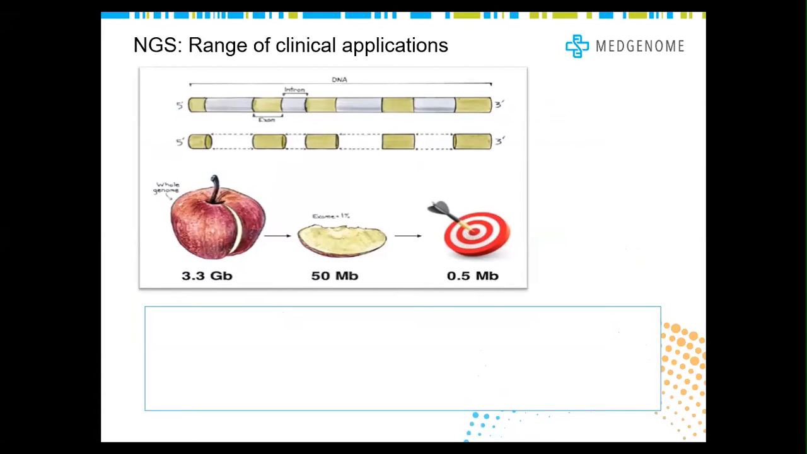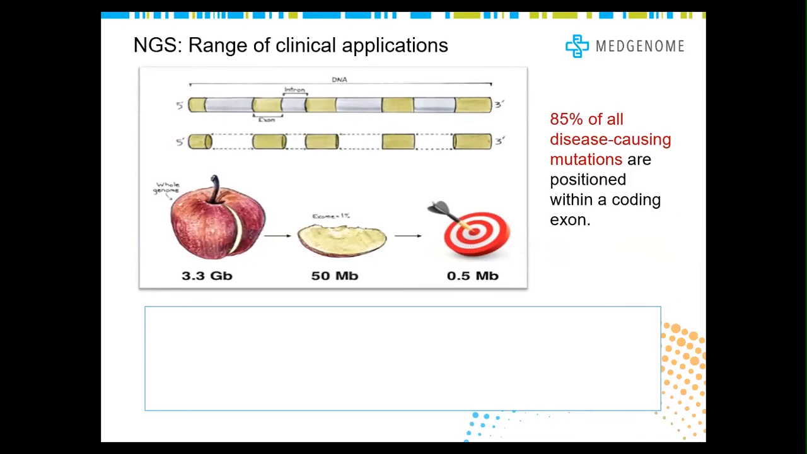So when we come to NGS, the basic is that we have a gene. A gene is basically the DNA, which has introns and exons. And when we test for diagnostic purposes, we usually do the exome sequencing, or we are focusing on the coding regions of the genes. And we all know that almost 85% of all disease-causing mutations are positioned within the coding exon. So if we just focus on this 1% of the whole genome, probably we would be finding a good pickup rate for disease-causing mutations.